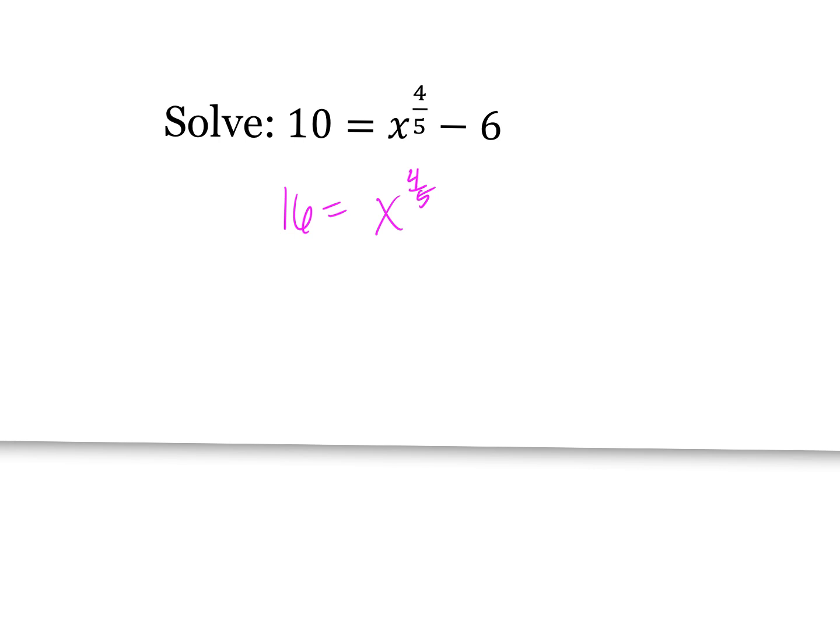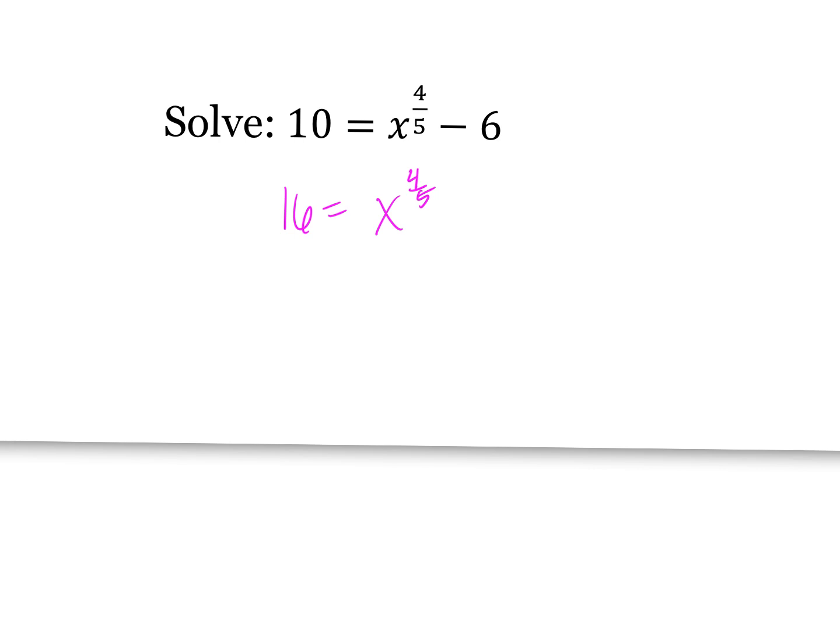Okay. Then what would you do to get rid of that? Put it to the power. Yeah. To the power of what? 5. Yeah. If I raise that to the power of 5, 2 to the 5th is 32. What is 1/5 times 5? 1/5 times 5 is 5/5, which is just 1. And didn't I get x by itself then? So we could totally do it this way. That's what you've done in the past.